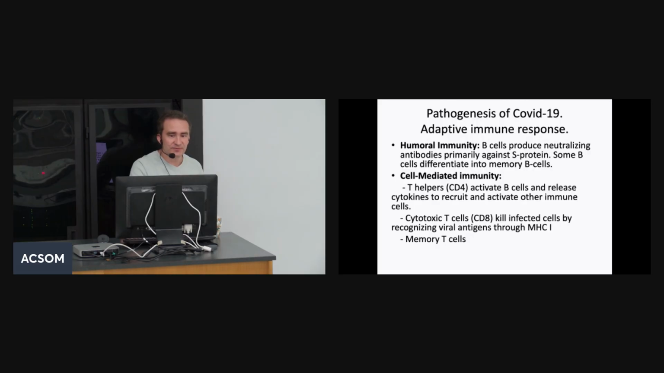There is also cell-mediated immunity. T helpers, CD4, activate B cells and release cytokines to recruit and activate other immune cells, which are CD8 cells, which actually come and kill infected cells. Some of them will remain in the body as memory cells. That's why most of the time, if you have previous exposure to the virus, you already have some degree of immunity.